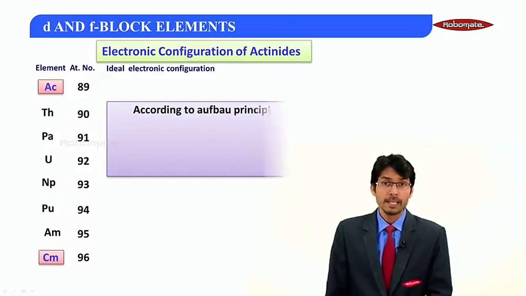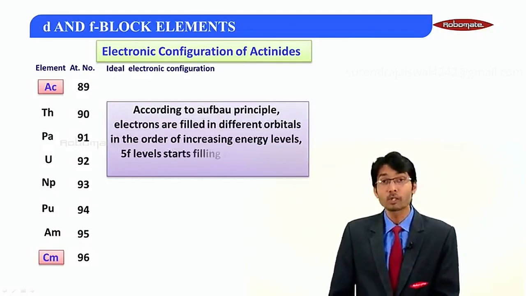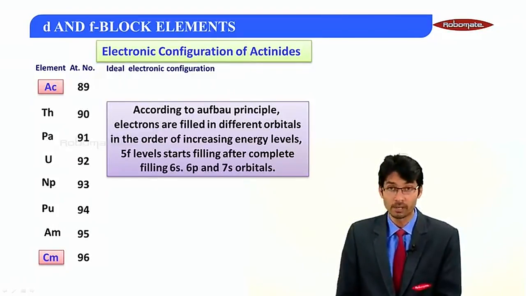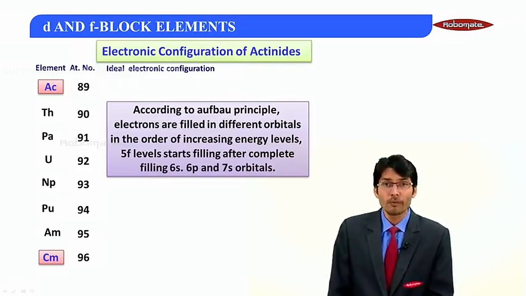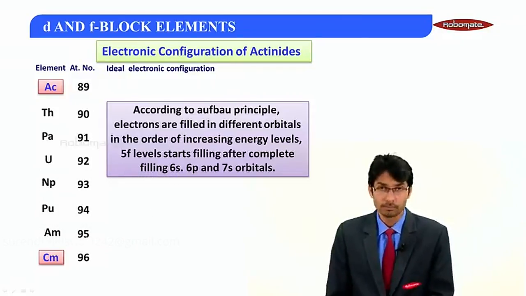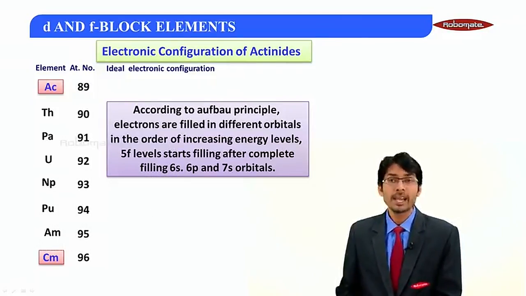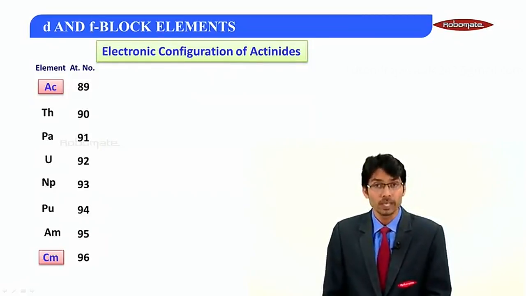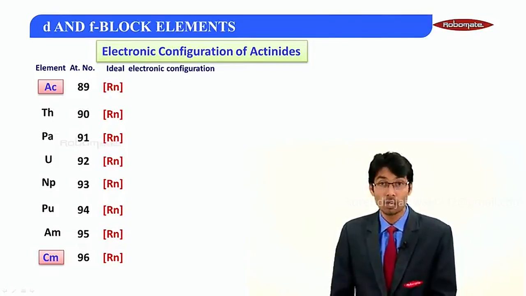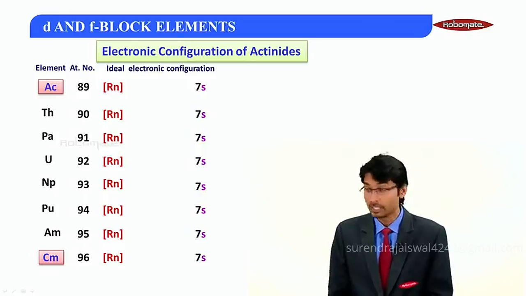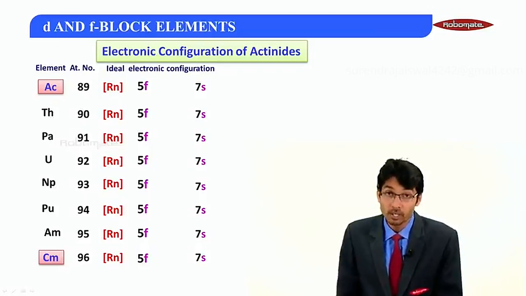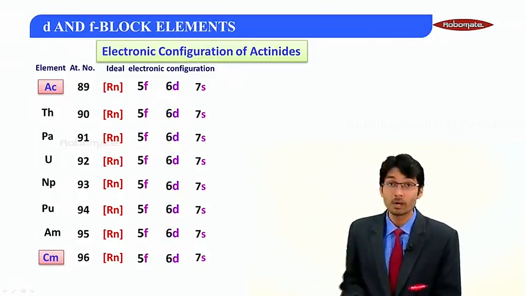Up to actinium and curium, according to the Aufbau principle, electrons are filled in different orbitals in the order of increasing energy level. I mean to say, the 5f level starts filling after completion of the 6p, 6s and 7s orbitals. The nearest noble gas for all these elements is radon. In their valence shell, they all have the 7s orbital; in their pre-penultimate shell, the 5f orbital; and in their penultimate shell, the 6d orbital.